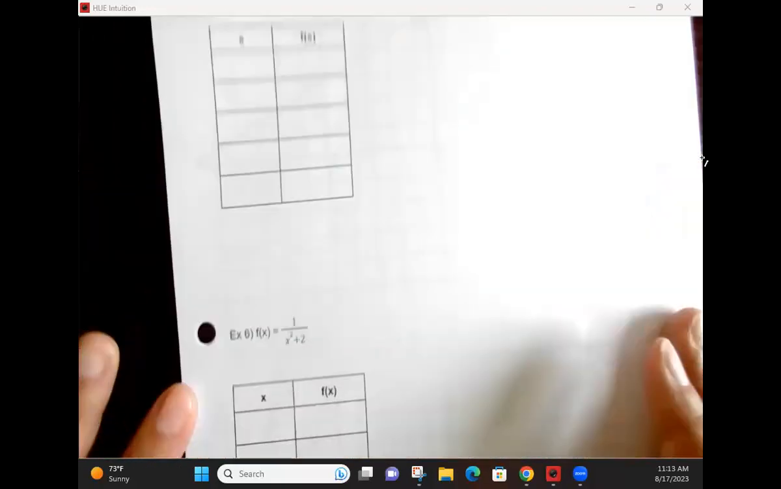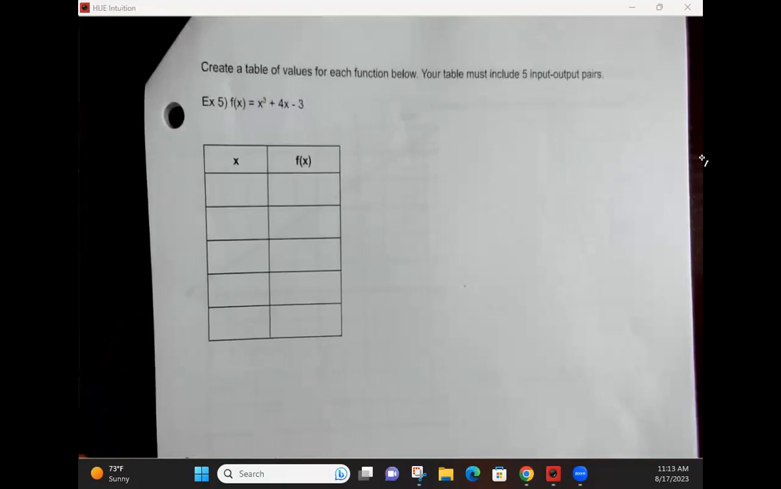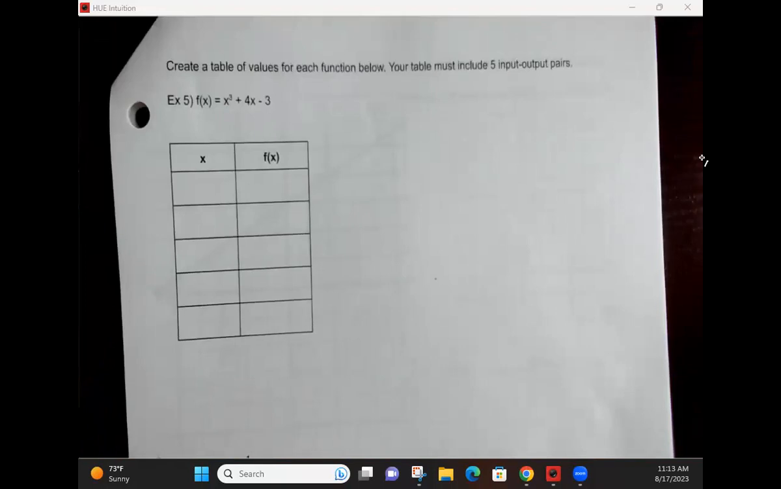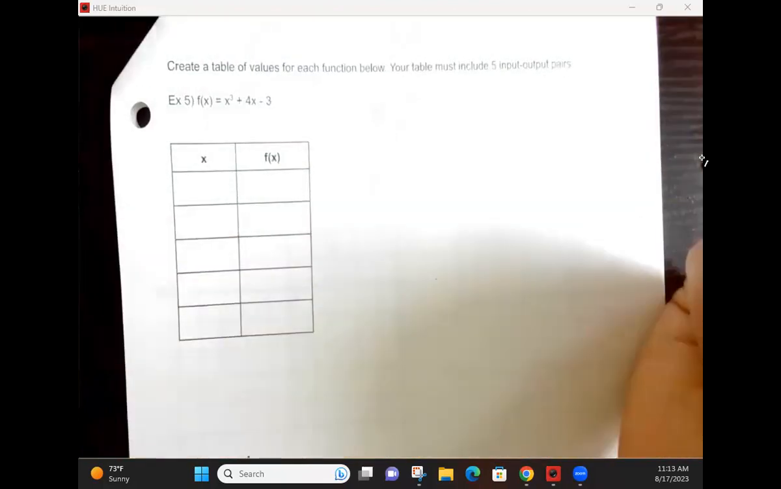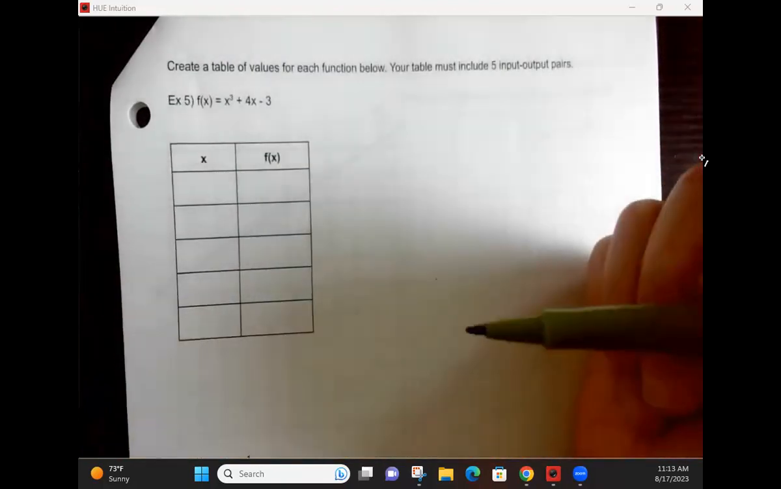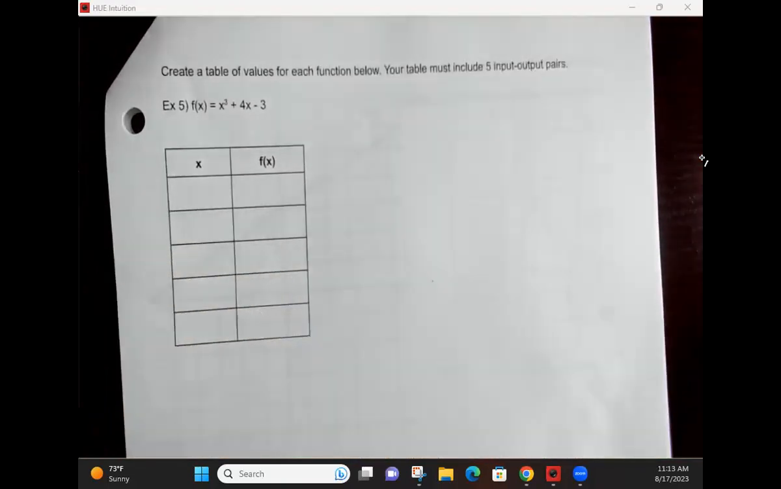Last thing for today, turn the page for me. I have 2 more functions here and 2 more tables, but this time I have not filled in any X values for you. So I want you to create that input output table for me. I want you to fill the table, so I want something in each line. Different value, different set of values in each line of your table.